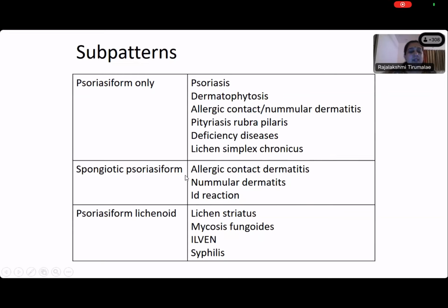The next is whether it's a combination of spongiotic and psoriasiform patterns, which occurs most commonly in allergic contact dermatitis and nummular dermatitis, or is it a psoriasiform lichenoid subpattern? So these are the three important subpatterns that we need to think of when it comes to psoriasis. I'd like to ask the chairpersons for their comments before I move on to the next case.